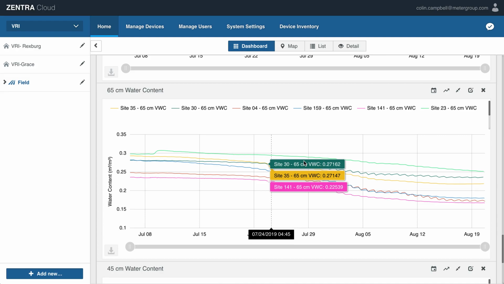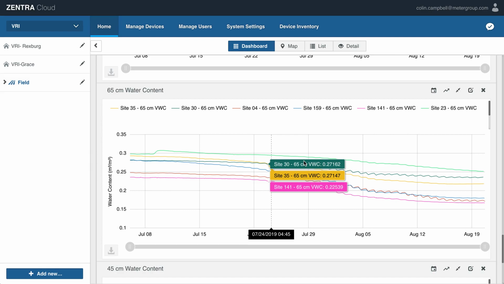This is a field that's planted in spring wheat. It's about 700 meters across, and we've set up 6 measurement sites. And at each one of these sites, we're making several measurements, but the ones we're going to talk about today are just water content. And while we've installed water content sensors at 15, 45, and 65 centimeters, we're just going to focus in on the 65 centimeter water content sensors.